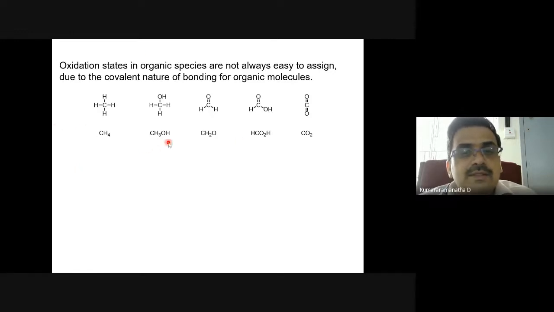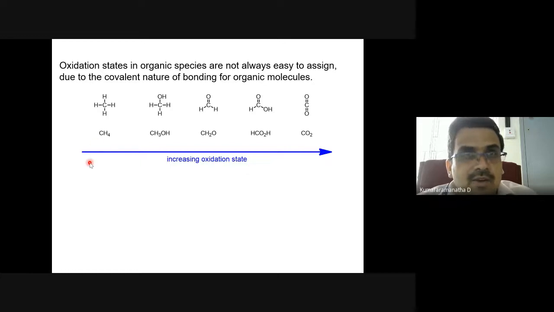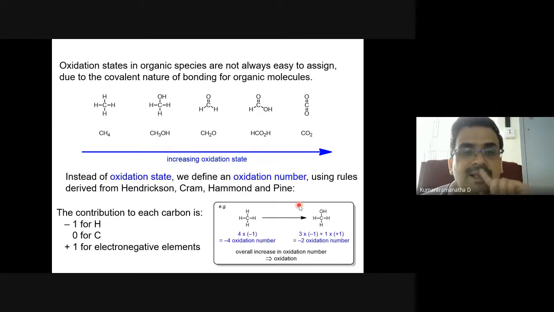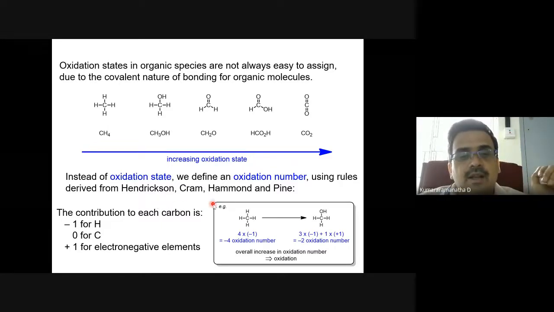So now these are in between. Let's take an example. From minus 4 to plus 4, you are seeing the increase in oxidation state. There are some variations and also a lot of improvements which were done by Cram, Pine, Hammond and others, where instead of calling it oxidation state, they refer to oxidation number.